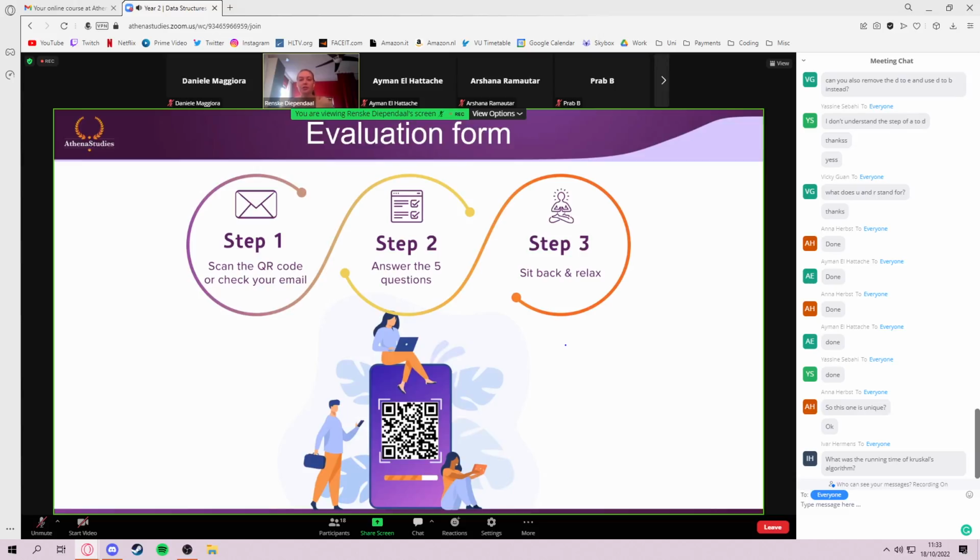What was the running time of Kruskal's algorithm? The same as Prim. So that's going to be m log n.